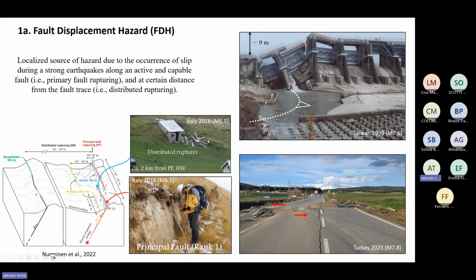As everyone here knows, fault displacement hazard is a localized source of hazard due to the occurrence of slip during a strong earthquake, of course, along an active and capable fault. We talk about primary faulting when the rupture occurs along the trace of the main fault, and we talk about distributed or secondary rupturing when the ruptures occur at a certain distance from the main fault.